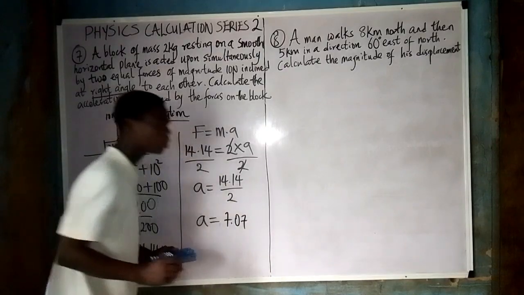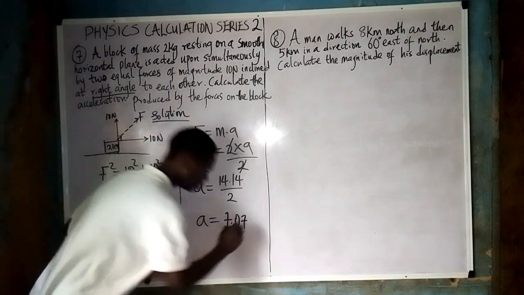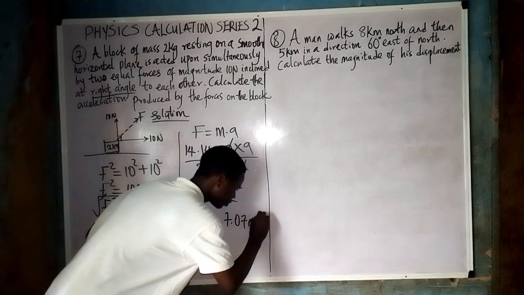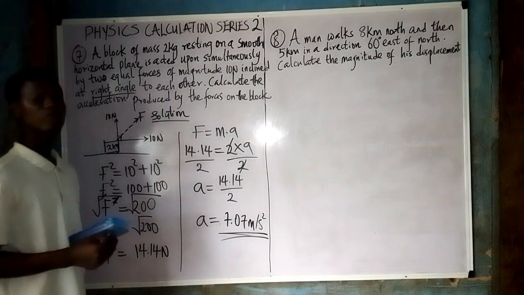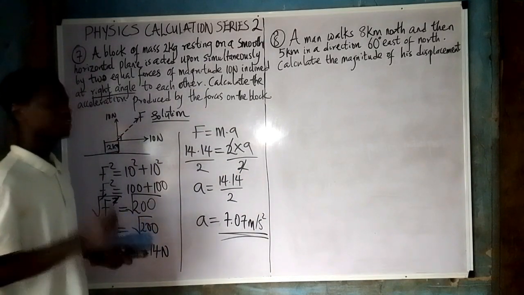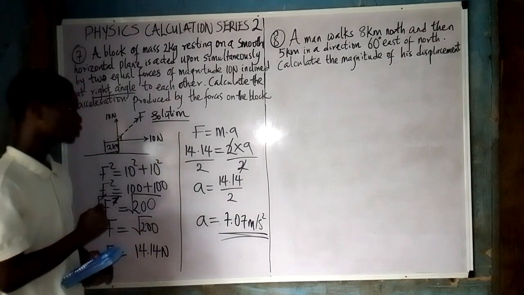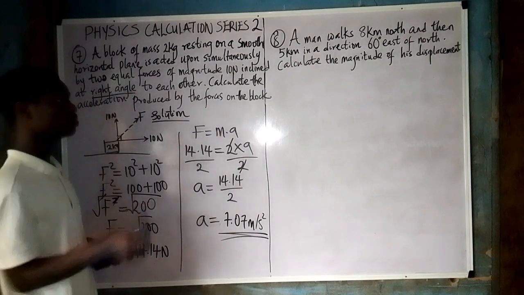Now what is the unit for acceleration? Meter per second square. And this is the answer to this very question. So you are free to go through it and ensure you understand how it was solved. So straight to question 8. Solution.